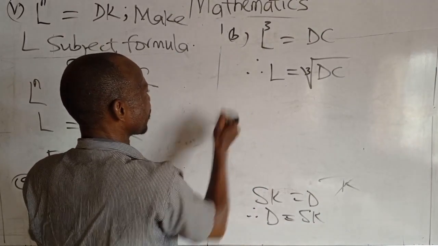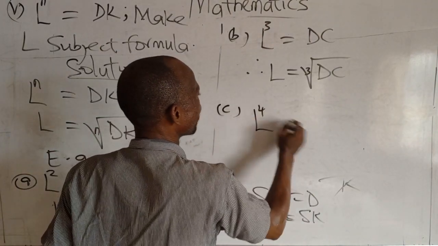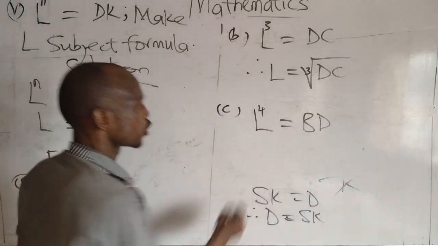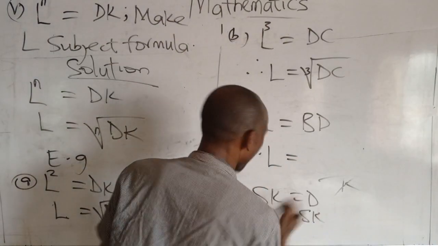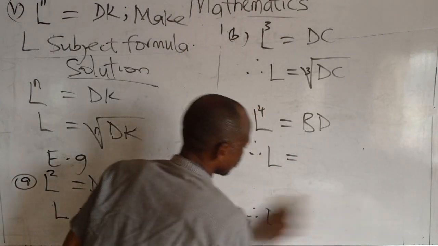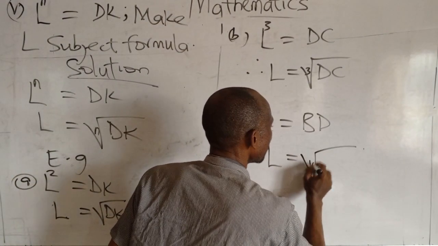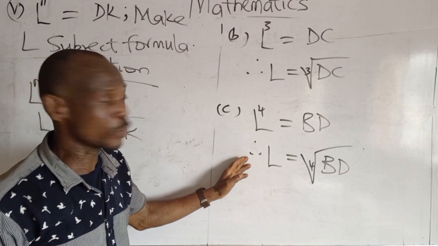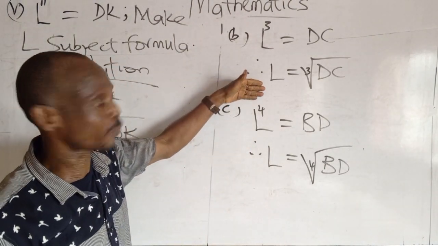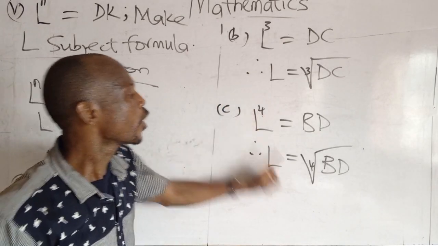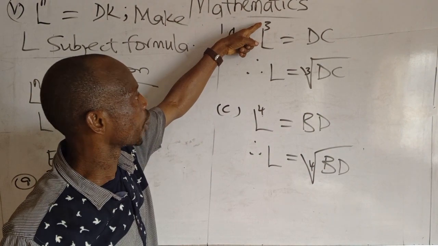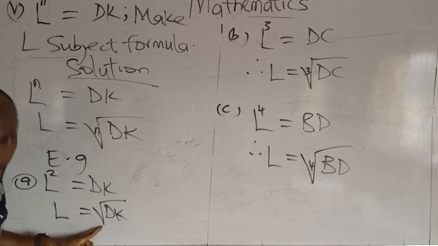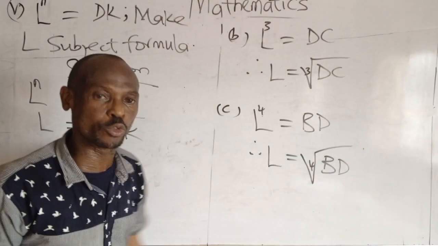Let's take another one. Let's say, for example, we have L raised to power 4 is equal to BD. So to find our L, it becomes the fourth root of BD. That is how you change the subject of the formula when you have a value in index form. Because it is in the power of 4, you find the fourth root. If it's in the power of 3, you find the third root, or what we call the cube root. If it's in the power of 2, you find the square root. If it's in the power of 5, you find the fifth root.